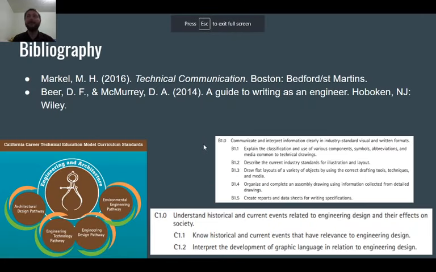Oh, okay, and that's it. So for the bibliography, I'm just using a couple books and Google Images, of course, to get my information, very similar to college textbooks. I also put the standards here for those of you that are concerned about the standards for CTE stuff for California.